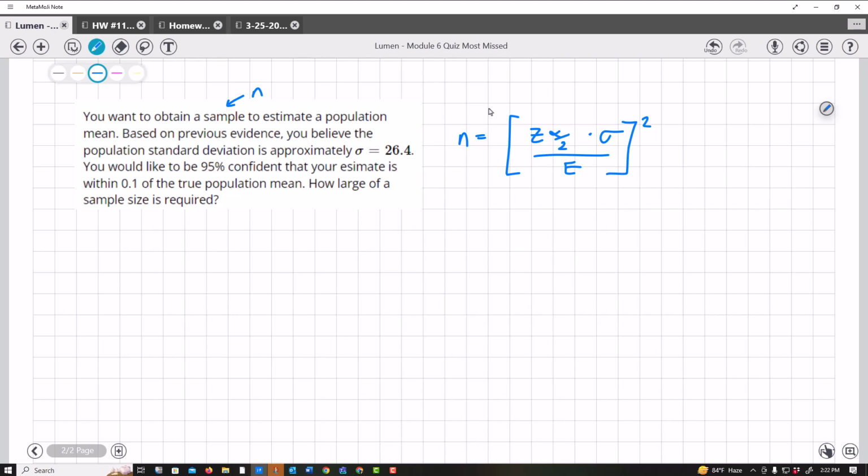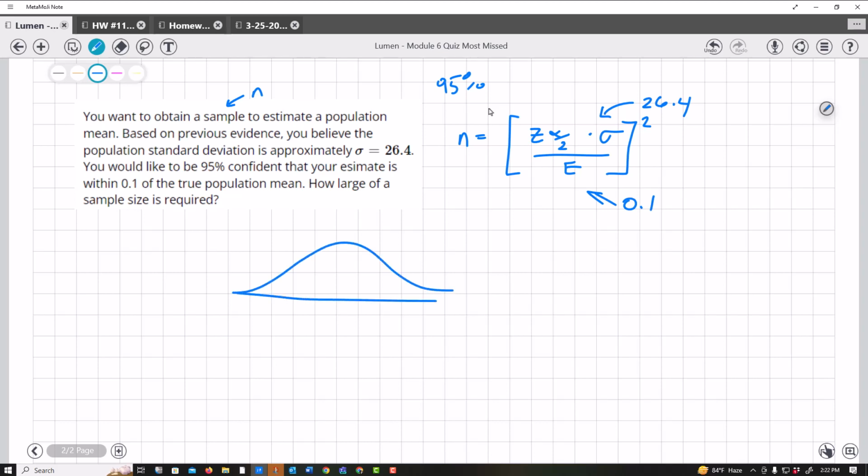On abbreviation, previous evidence, you believe the population standard deviation is approximately 26.4. You would like to be 95% confident, so we'll put that to the side. And your estimate within 0.1, so that's the error. So the whole problem is, how do I find this z?